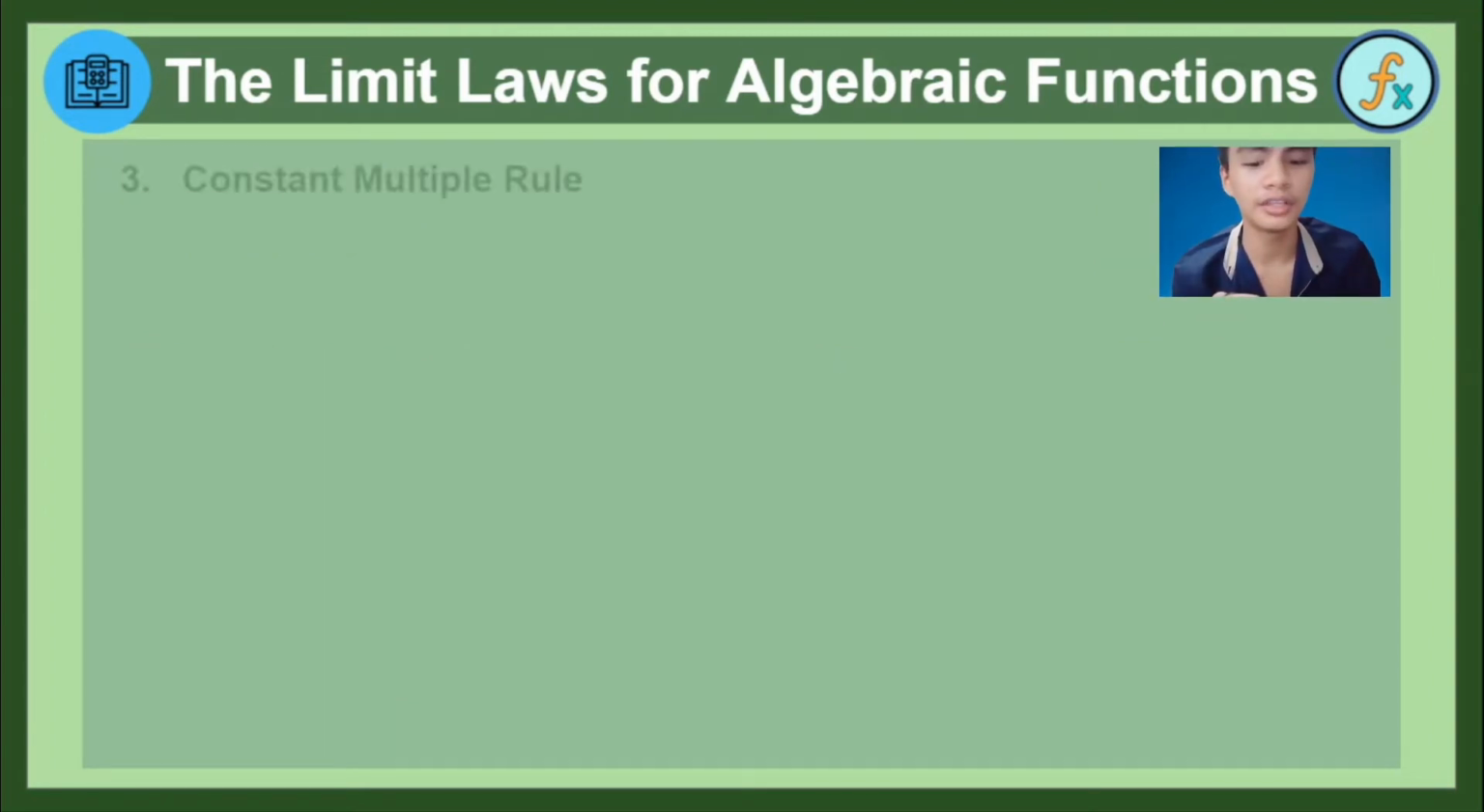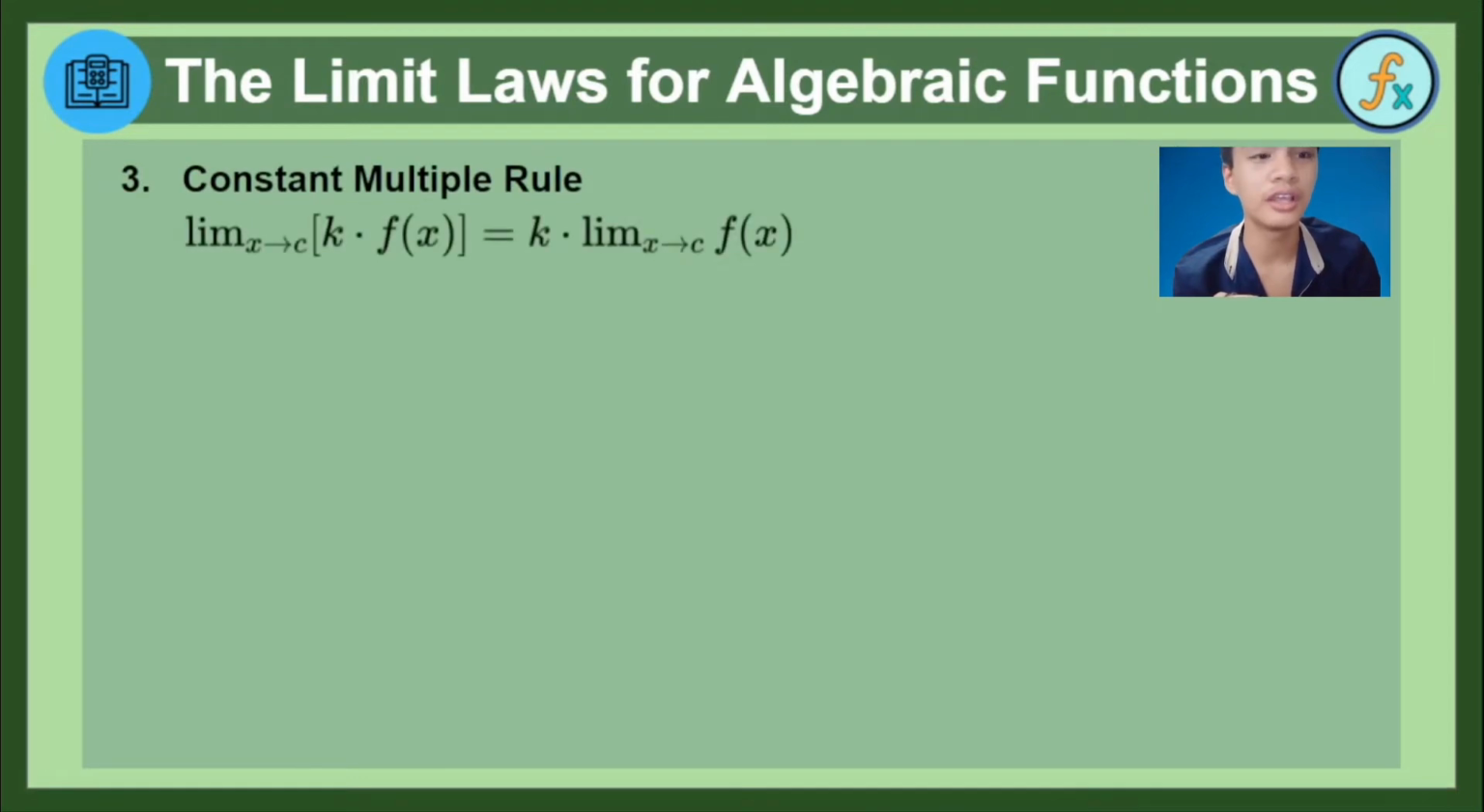The third limit law is the constant multiple rule. In this rule, the limit of k times f(x) as x approaches c is equal to k times the limit of f(x). This rule is the combination of the two rules discussed earlier. So, to understand more about its concept, here are some examples.